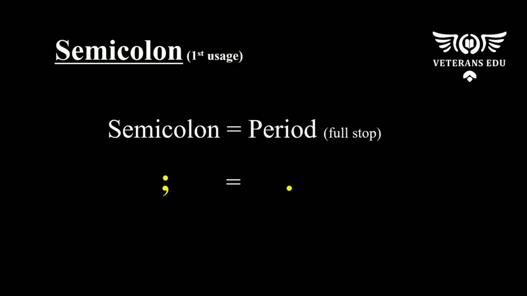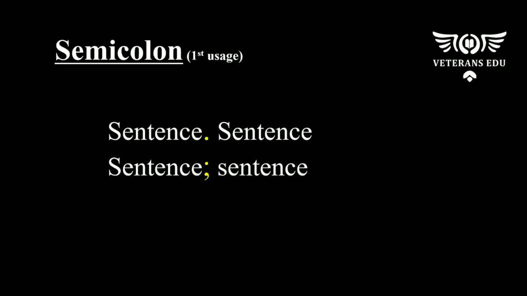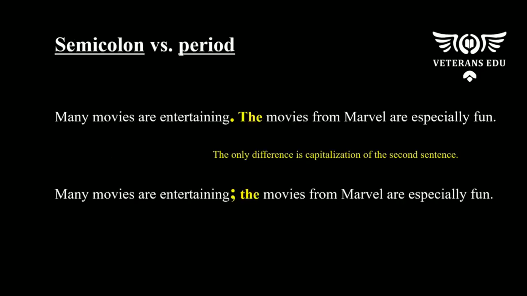Simply put, semicolon is exactly like a period. And just like how a period is used to separate two sentences, the semicolon can do exactly the same work. Now, the only difference is this. As you can see on the screen, the only difference is the capitalization of the second sentence. Whenever we use a semicolon, we do not have to capitalize the first word of the second sentence. Simple, right? Now let's move on to the next punctuation mark, colon.